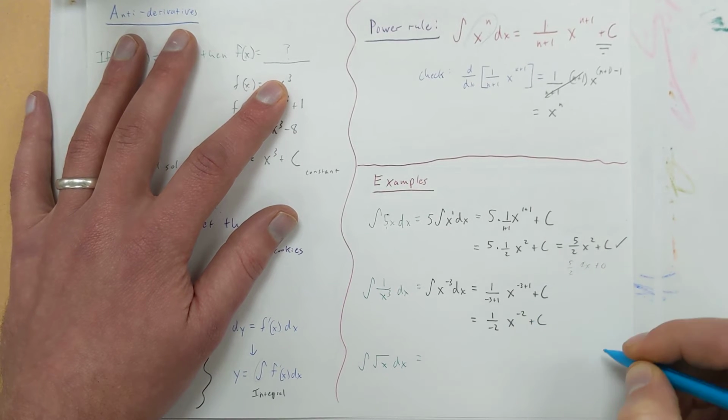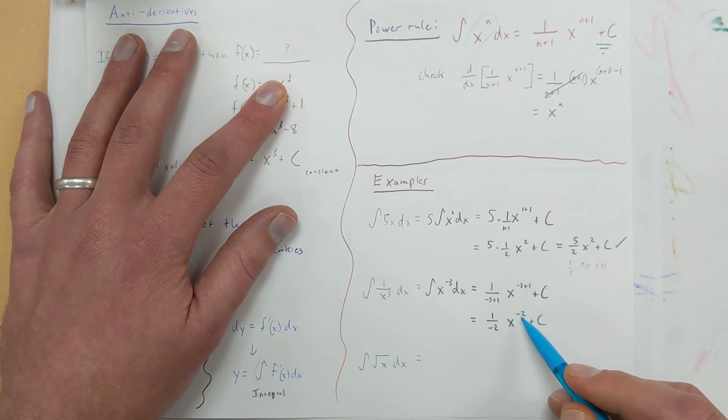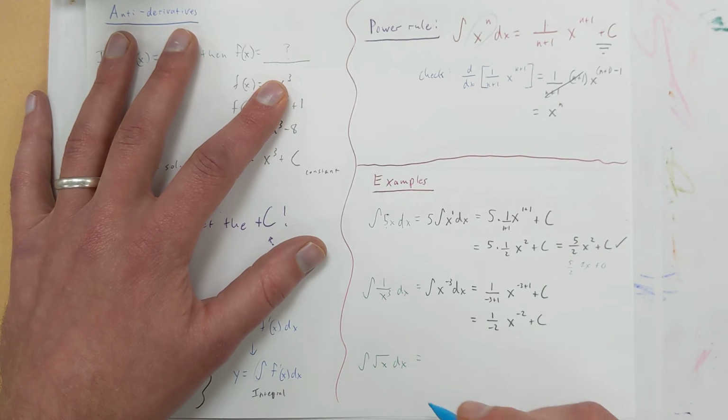Woohoo! And if I take the derivative of this, I bring this down in front, and that would cancel out there, and I subtract 1, that would be negative 3, and I'm right back where we started.